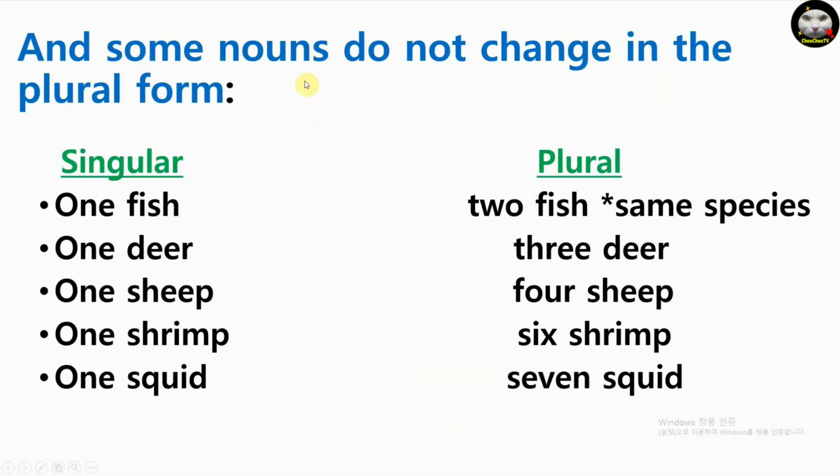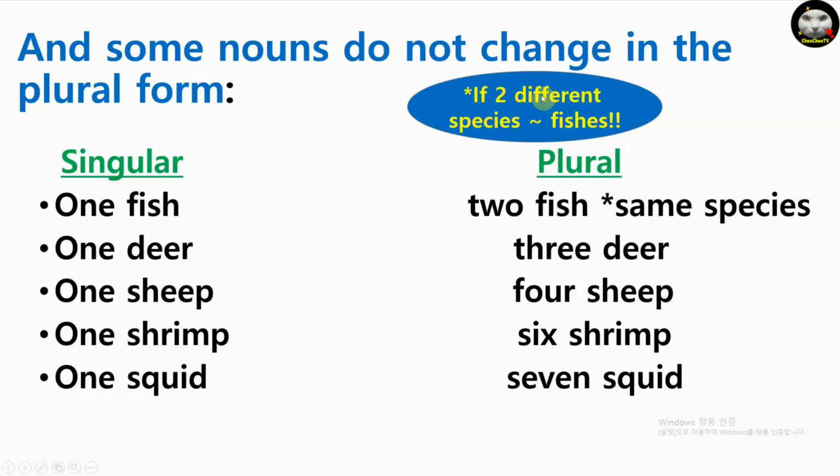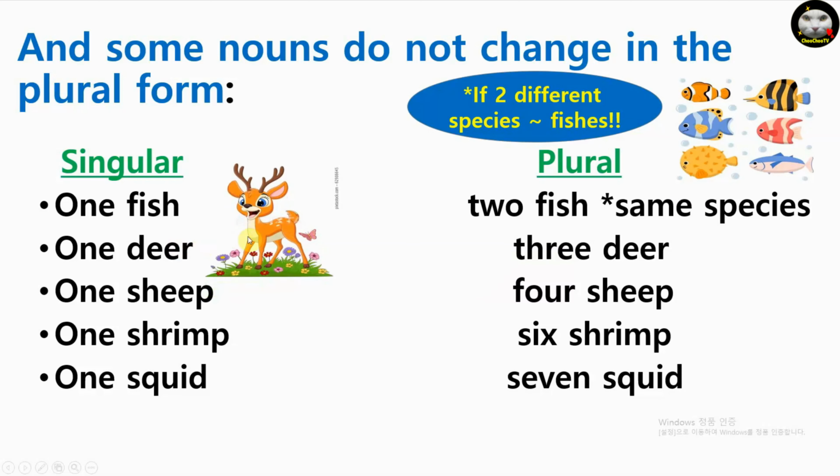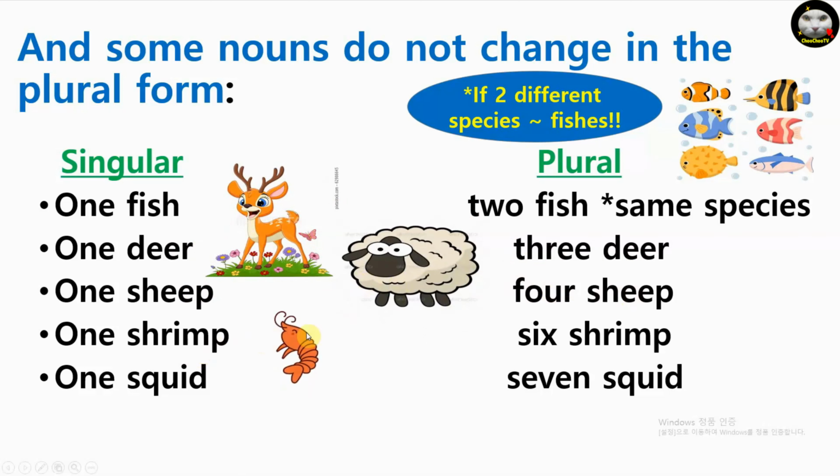And some nouns do not change in the plural form. One fish, two fish, if it's the same species. However, if it's two different species, then it can be fishes. One deer, three deer. The spelling remains the same. One sheep, four sheep. One shrimp, six shrimp. One squid, seven squid.